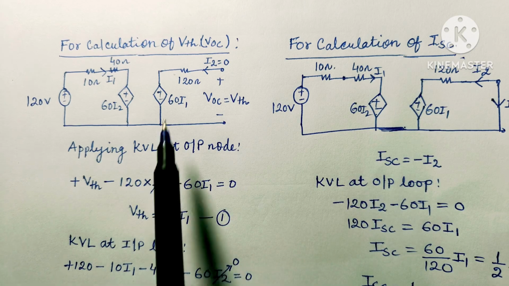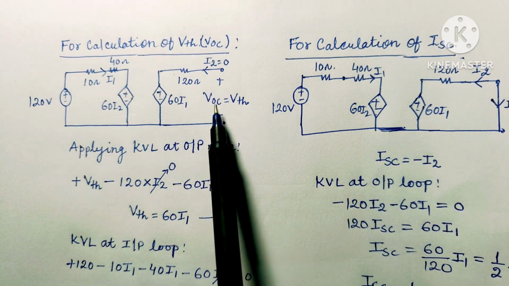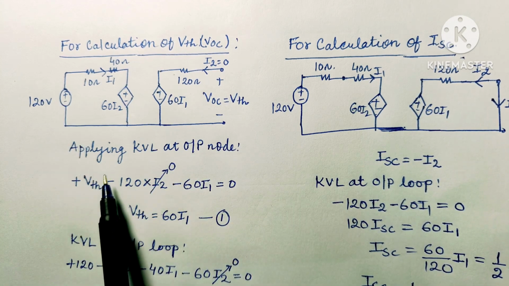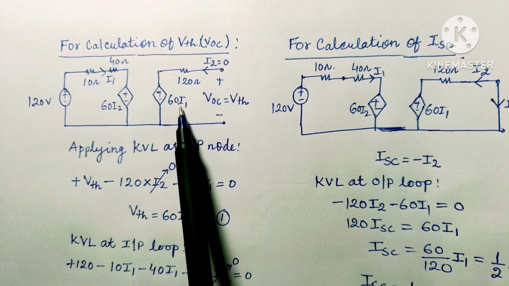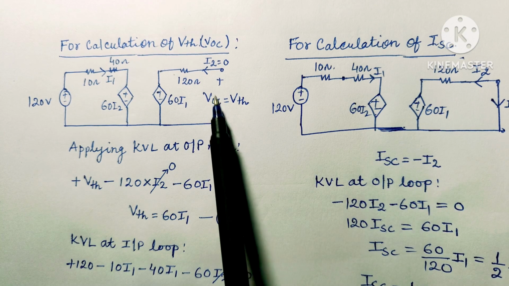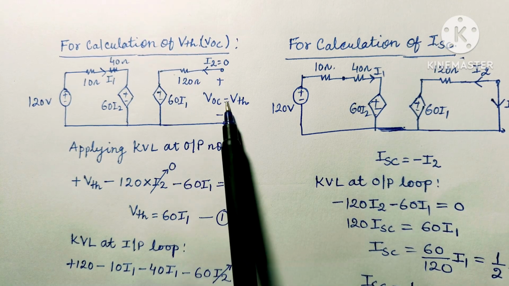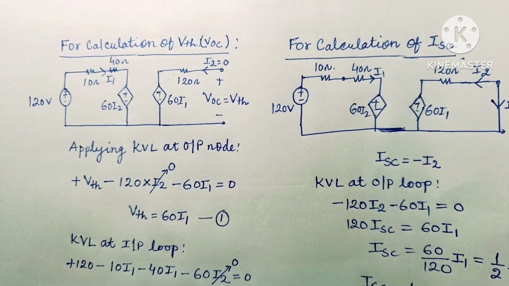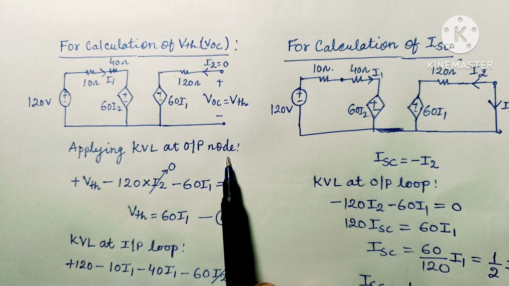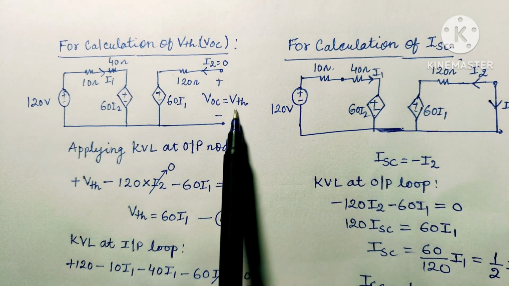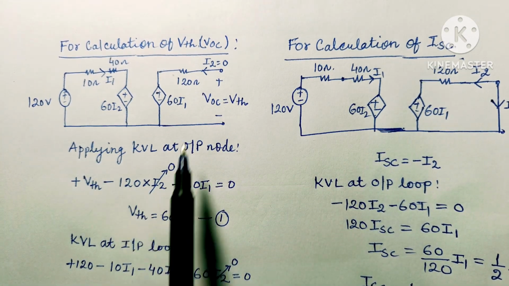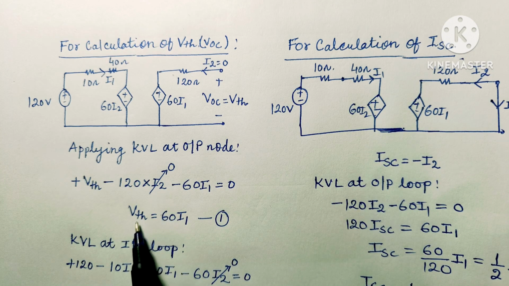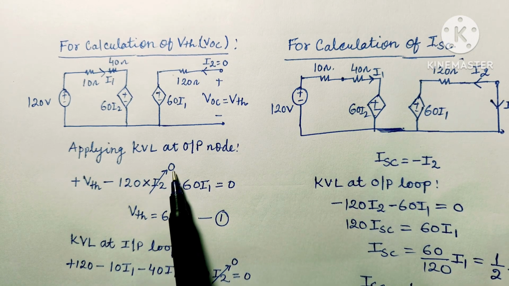Now we have this circuit and we have eliminated the load from here. Now apply KVL at the output. Since the load is open, the output node will be open, so the I2 current will be equal to 0. Applying KVL at the output node, we find plus VTH minus 120 into I2 minus 60 I1 equal to 0. So VTH is equal to 60 I1, since the I2 value is equal to 0.